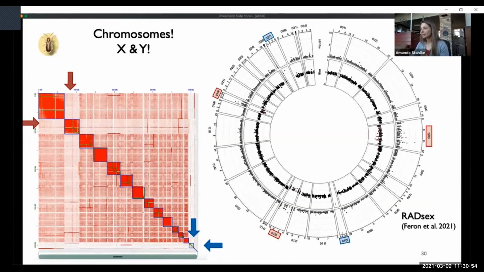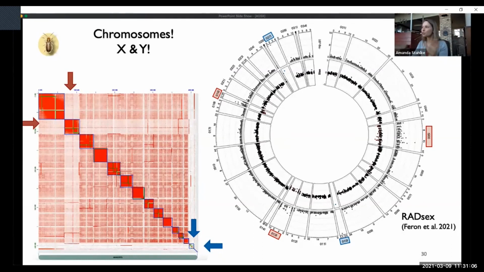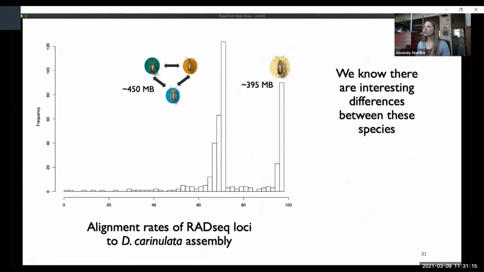And what you can see is there's biased coverage at these contigs for these RAD-seq loci. So this is super cool, really impressive to see sex chromosomes. But that's just carinulata, and we know there are so many interesting differences between these species. Just as an example, I'm showing you here the alignment rates of RAD-seq loci to the carinulata assembly between the carinulata samples, which have a smaller genome than the other three species that hybridize and have a larger genome.